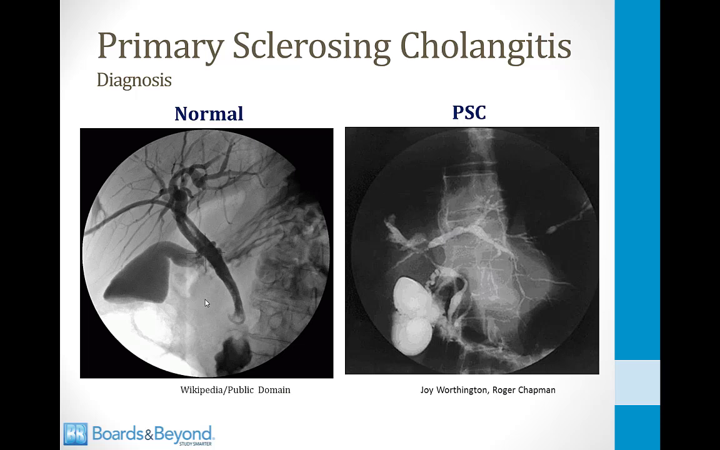On the left side of the screen is a normal cholangiogram. You can see that the edges of the bile ducts are nice and smooth, and they don't dilate or narrow from a stricture. On the right side of the screen is a cholangiogram from a patient with sclerosing cholangitis. You can see that some of the biliary structures are very narrow, like this one I'm circling right here. Others are dilated, like the one I'm drawing my pen around here. And this is what a cholangiogram in a patient with sclerosing cholangitis looks like.